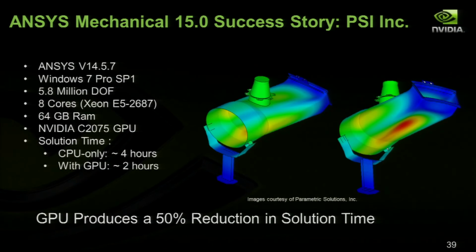Another success story is PSI Inc. They have been using GPUs since the release of ANSYS Mechanical almost 3 years ago. This is showing ANSYS 14.5.7. This problem has 5.8 million degrees of freedom and ran on 8 CPU cores with 64 gigabytes of RAM. When using NVIDIA C2075, which is a previous generation GPU, they could cut their simulation time by half. So they got 2x more productivity just by adding a GPU to the simulation.